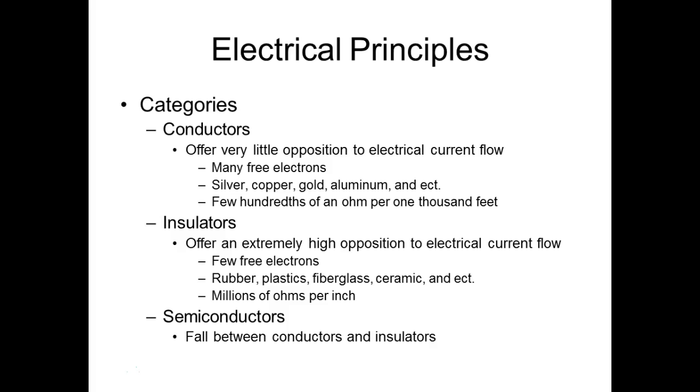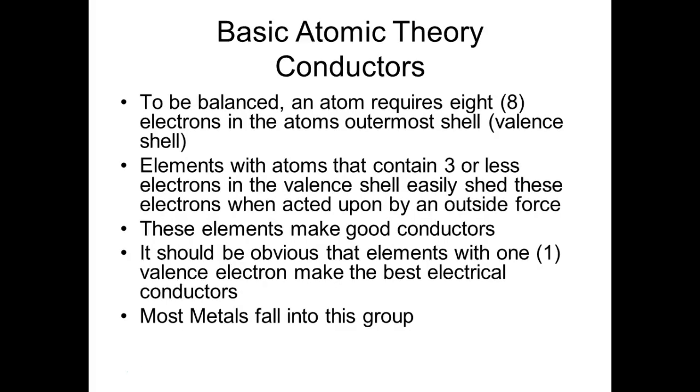Semiconductors fall between conductors and insulators. To be balanced, an atom requires 8 electrons in its outermost shell. And what's so strange, if you took chemistry or biology where they talk about atoms, you'd start off with a maximum of 2 in the first shell, and then it would start changing, and every shell would get more electrons, except the outside shell could always have at least 1, but it can only have a maximum of what? 8, period. And this is referred to as the valence shell.